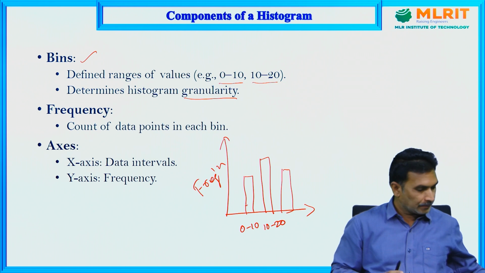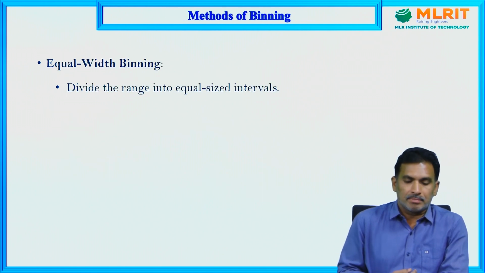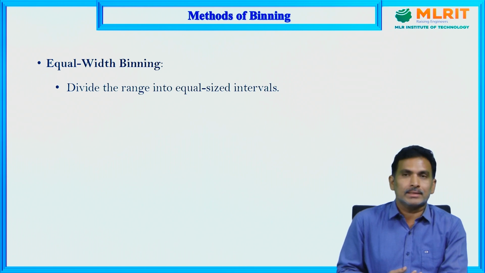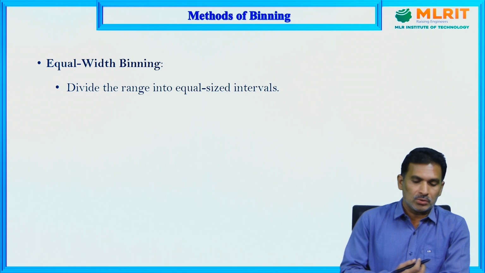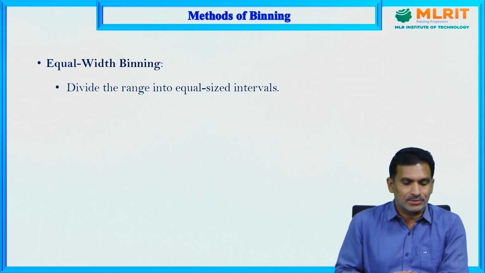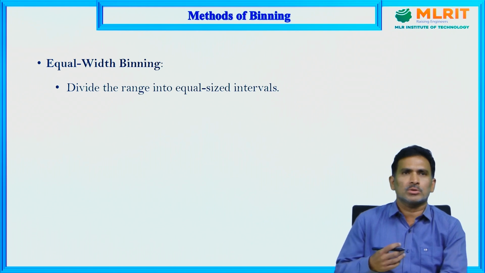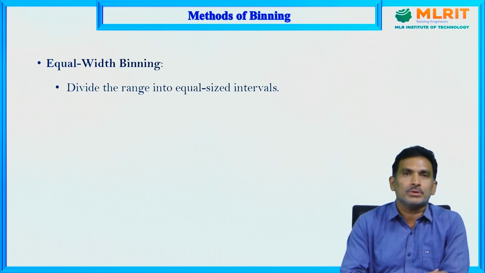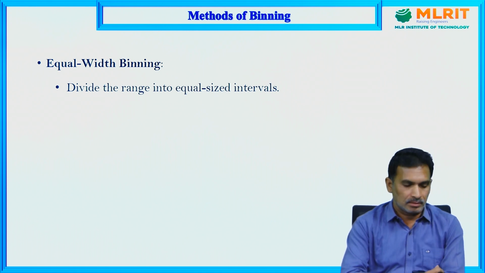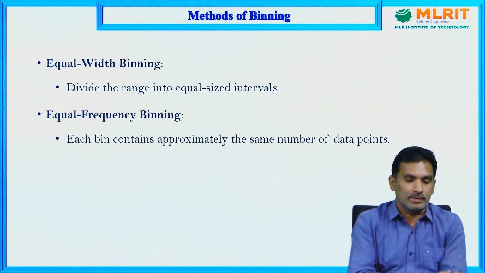Before we plot the data, that is before we visualize the data using histograms, we must understand how we can decide the bins, how the size of a bin would be decided. There are basically two types of methods used in binning. One is binning based on equal width. Another method is binning using equal frequency.